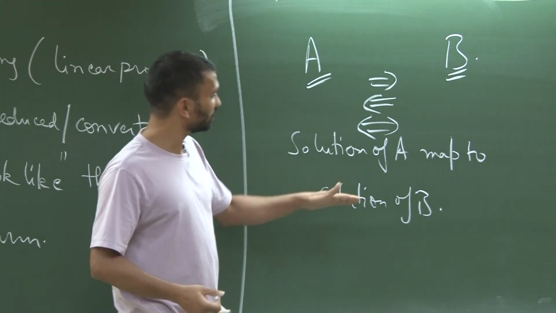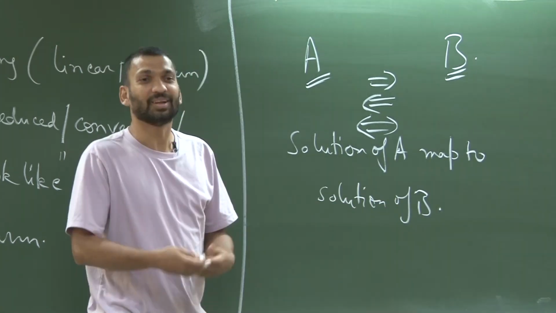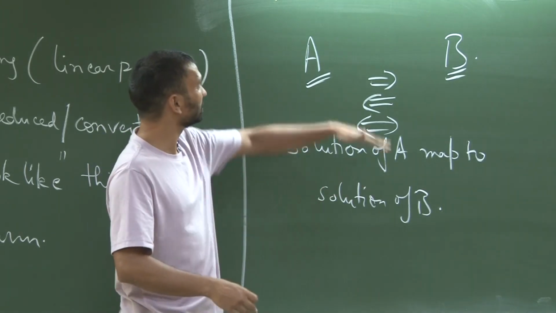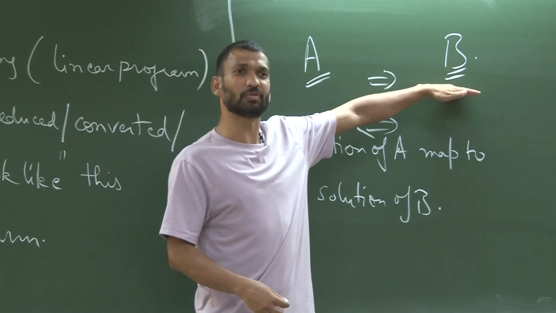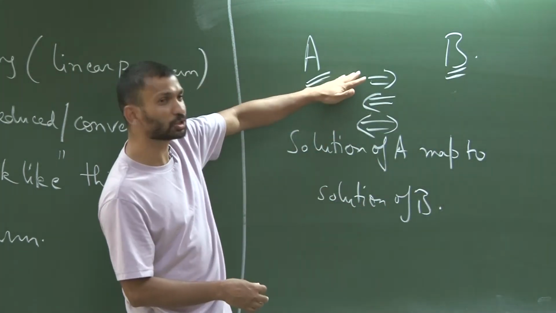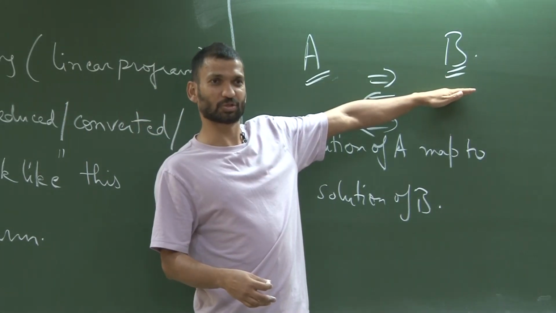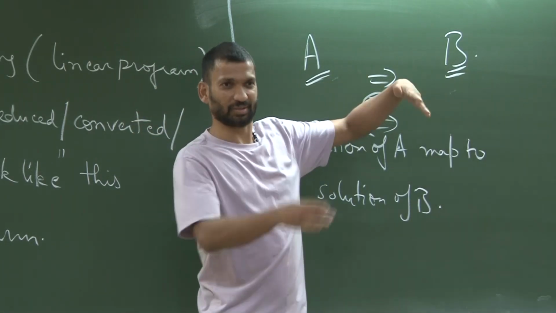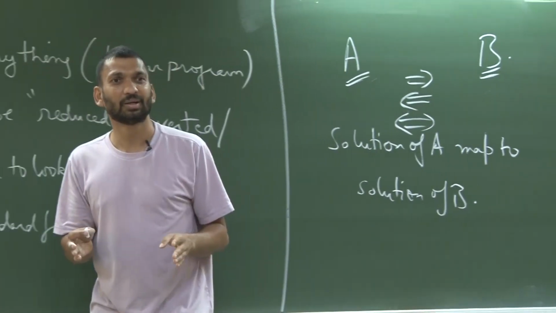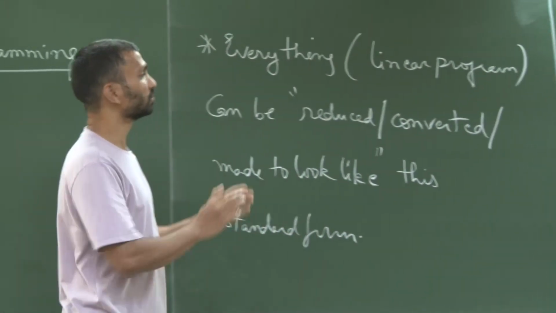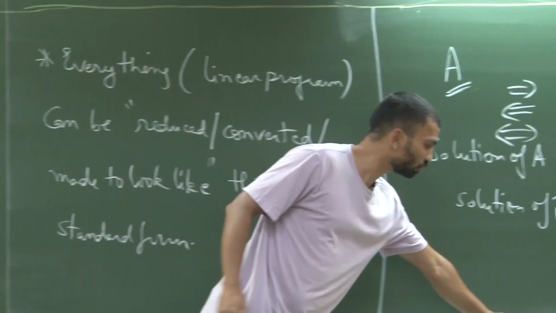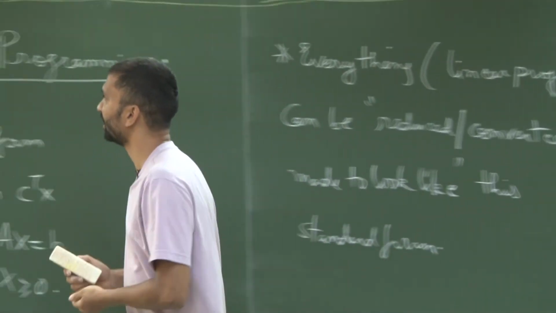So the solution of A should map to the solution of B, and right, because why are we doing all this? The reason is that instead of solving A, we will just solve B. So somehow the idea is, oh, the optimal solutions of A should map to optimal solutions of B. And vice versa if you want to say that they are equivalent or something, right? Okay, good. So that is the plan. That's what we want to kind of formally define and show that this is our standard form.